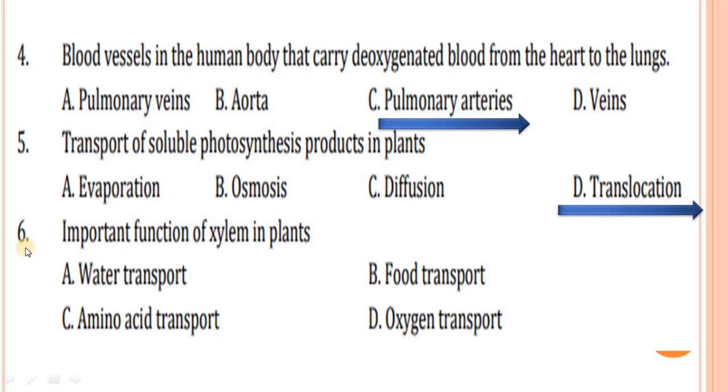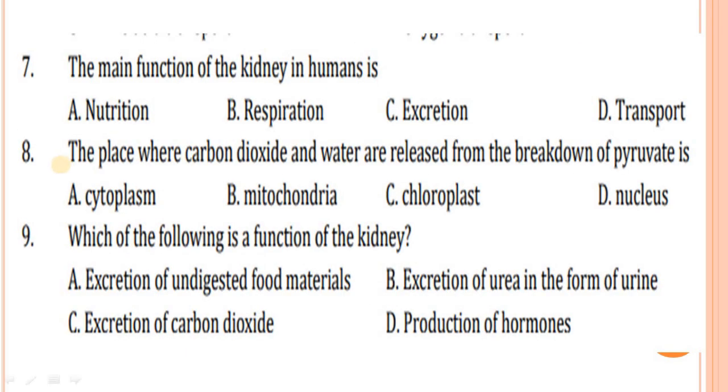Sixth question, important functions of xylem in plants, that is water transport. And one more tissue is there, that is called phloem. So the function of phloem is transport of food molecules. Seventh question, the main function of kidney in humans is excretion.